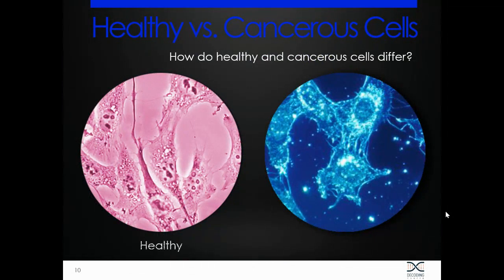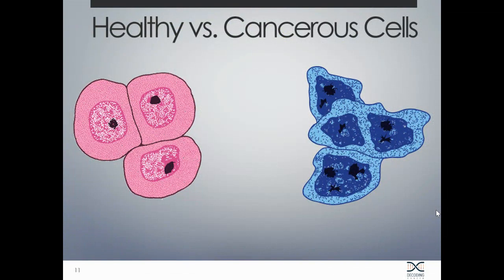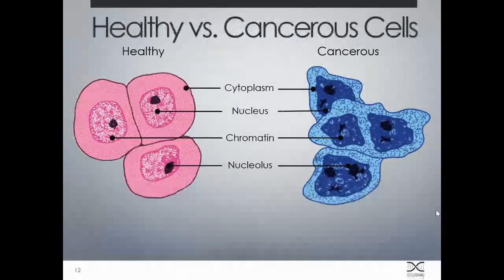And so here we have a picture of a healthy cell and a cancerous cell. From looking at these photos, you can see that there are significant differences between the two images. In the next slide, we'll discover some of the specific components of cancer cells and healthy cells and how these are different. So looking at these images, you can see the cytoplasm, the nucleus, the chromatin, and the nucleolus. Look at these two images and think to yourself, how do these cells differ?